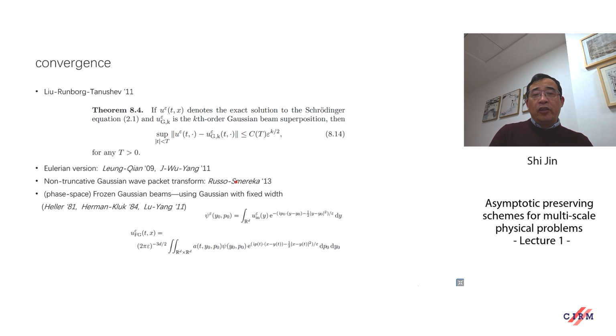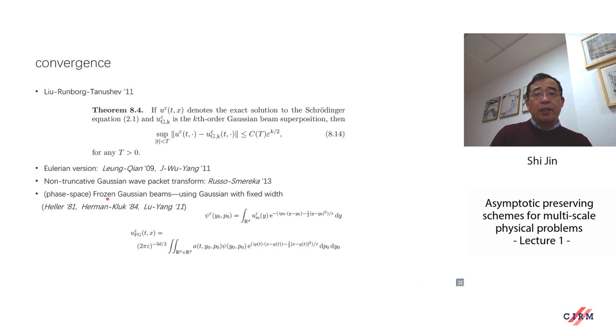So there are different versions of this. For example, here we do a Taylor expansion and truncate. But there is a nice version by Giovanni Russo and Peter Smereka, where they have a non-truncated Gaussian wave packet transform. You arrive at a similar method, but it's not truncated, so it has a little bit better accuracy. Okay. And also, as I mentioned, with Gaussian beams you need to reinitialize because eventually the beam becomes too wide.